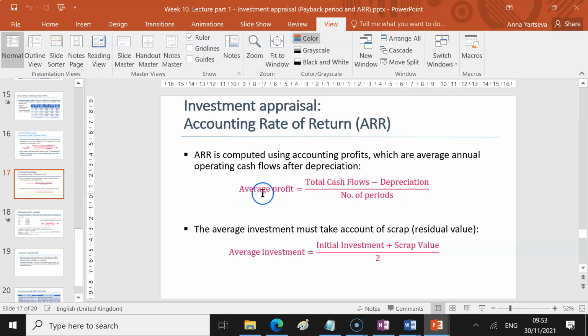First of all, it's an average profit. In other words, you take all cash flows, add them up, and divide them by the number of periods to calculate the average cash flow. That's first. Second, you need to take depreciation into account. In other words, you need to take total cash flows and subtract depreciation.